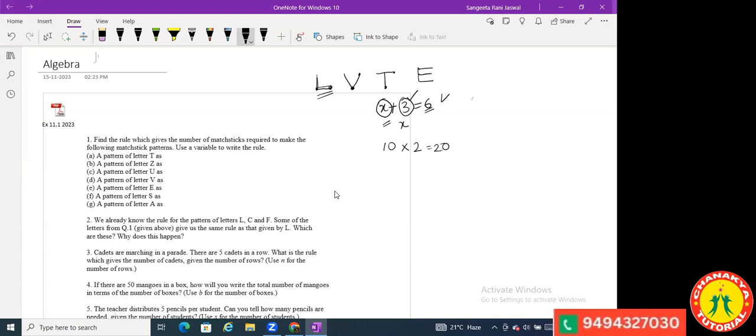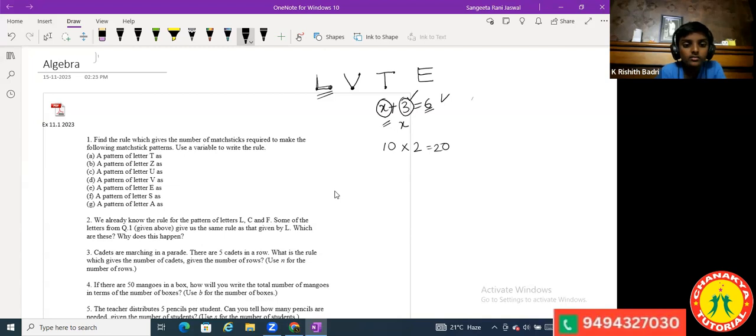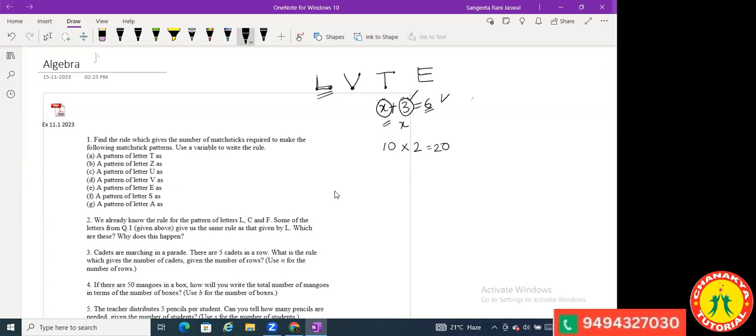To make T, what pattern? Yes. So T is one alphabet, so that means 2 matchsticks are required. 2 into 1 is 2 matchsticks.